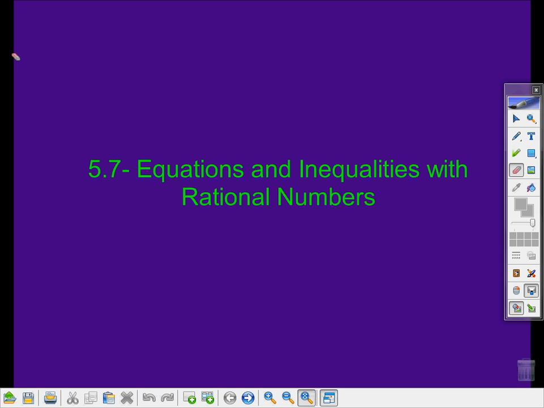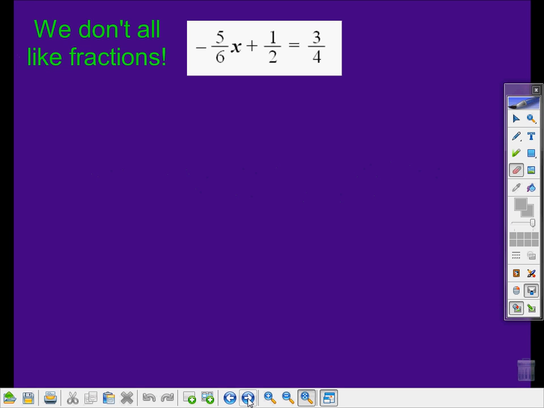Seven: equations and inequalities with rational numbers. All right, negative 5/6 x plus 1/2 equals 3/4. Okay, do we like fractions? No, we don't really like fractions at all.